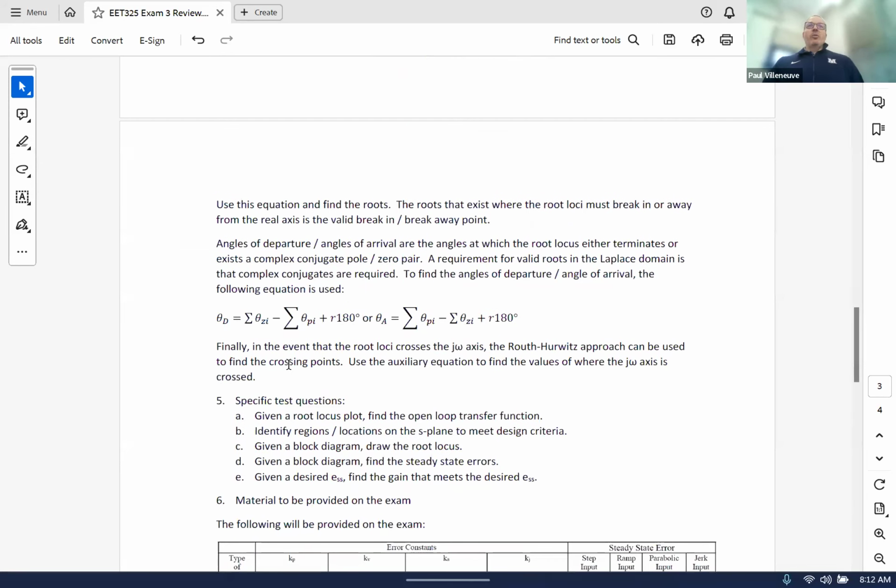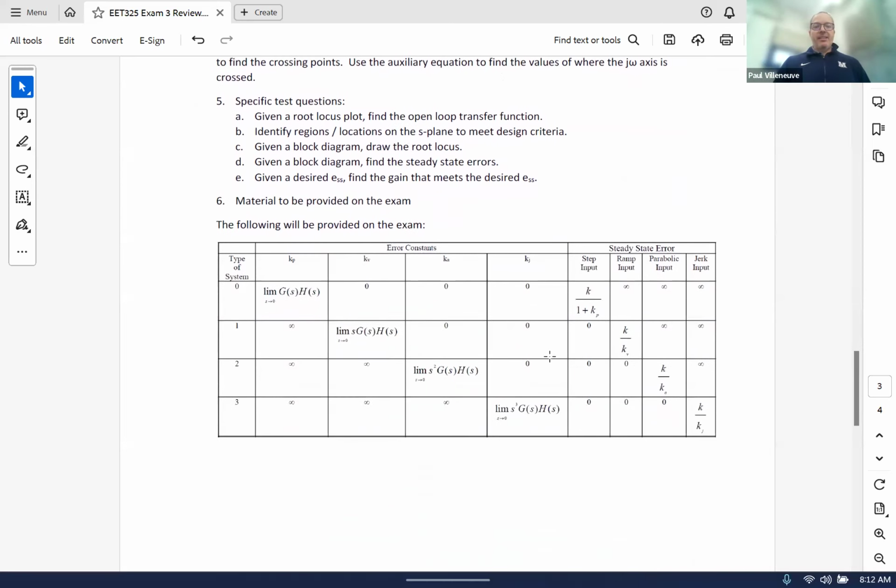And if I have a root locus that crosses the j omega axis, then I can use my Routh-Hurwitz to calculate it. This is the table that I created. So I did it slightly differently. You can give me your honest opinion as to which one you like. I just tried to do it a little bit more efficiently. Maybe I over-defined it, but I put everything in this table.